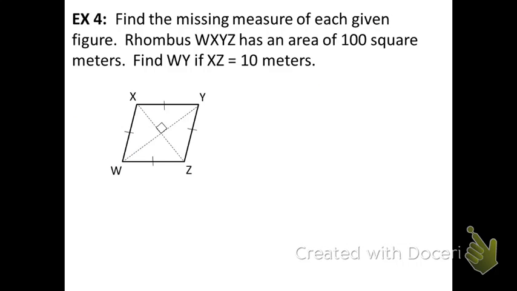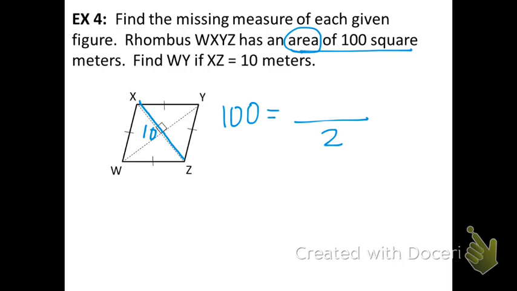Okay, example 4, it gives us a rhombus, and it tells us that it has an area of 100 square meters. It tells us that XY here has a length of 10, and so we're going to use the area formula because it tells us it has an area. So 100, our area, equals diagonal 1 times diagonal 2 divided by 2. So diagonal 1 is 10. Diagonal 2 is WY, and that's what we're trying to find.